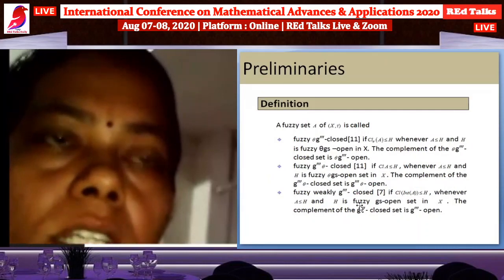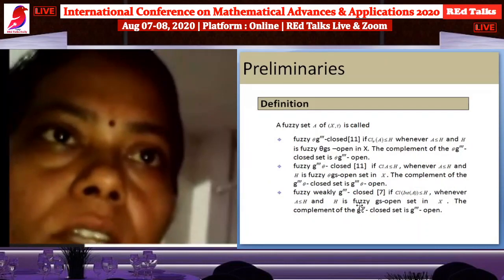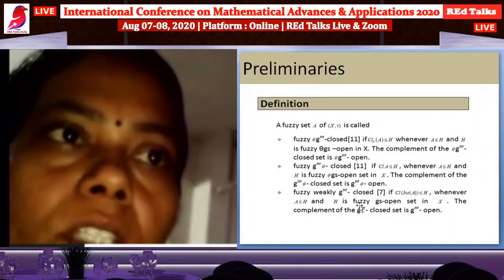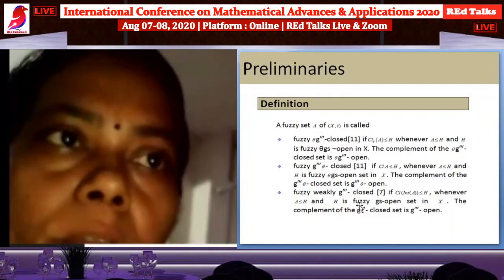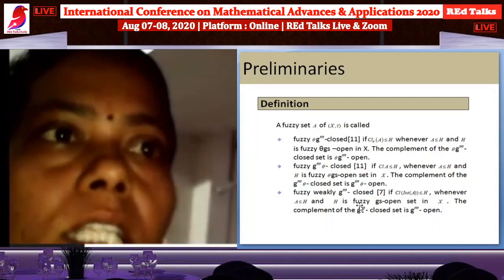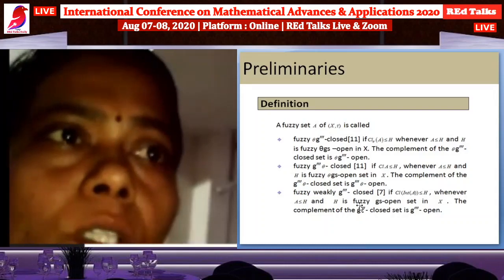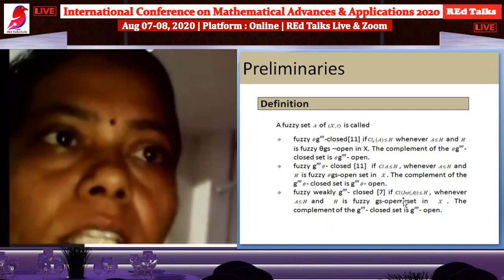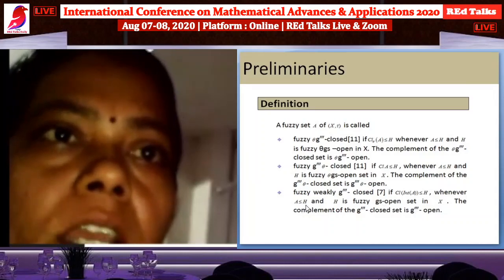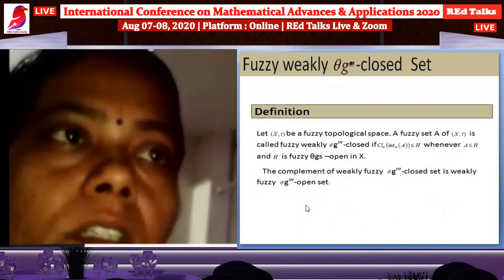And fuzzy theta G triple dash closed set if the theta closure of A is less than or equal to H whenever A is less than or equal to H and H is fuzzy theta G open in X. The complement of a theta G triple dash closed set is theta G triple dash open. Fuzzy G triple dash theta closed set if the closure of A is less than or equal to H whenever A is less than or equal to H and H is a fuzzy theta G open set in X. The complement of this set is said to be G triple dash theta open. Fuzzy weakly G triple dash closed set if the closure of the interior of A is less than or equal to H whenever A is less than or equal to H and H is fuzzy G open in X.